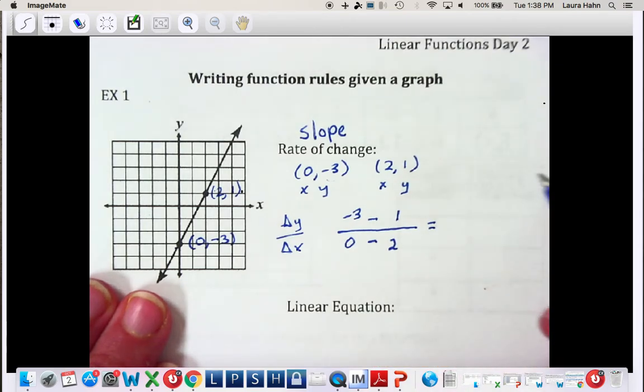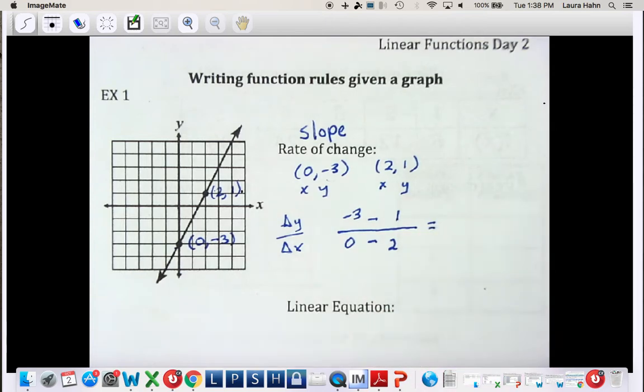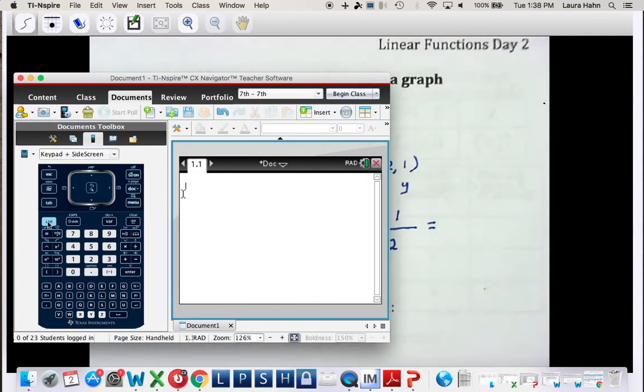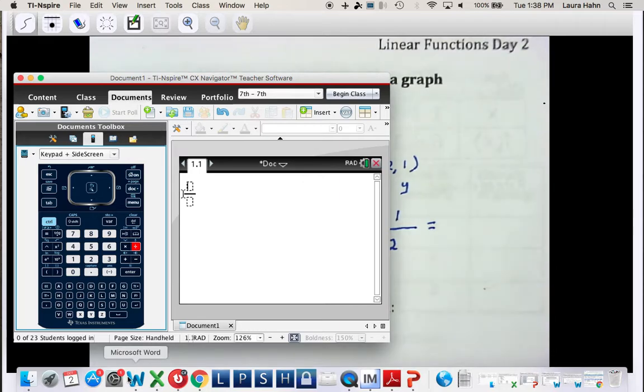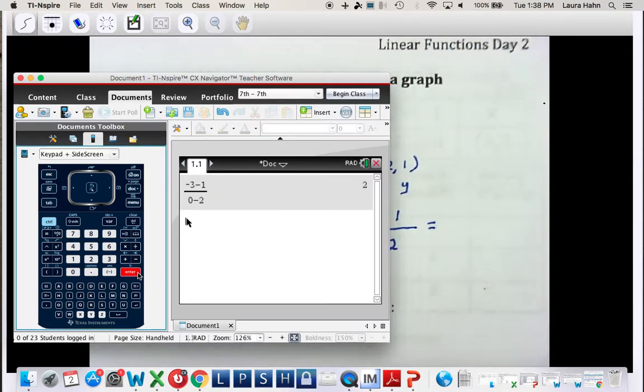From here, if you want to do it in your head or by hand, that is great, but I would also like you to check it in the calculator. So I'm going to open my calculator and type it in exactly as I see it. It's a fraction, so I'm going to press Control Divide. On the top, we had -3 minus 1. On the bottom, we had 0 minus 2. So that came out to be a +2.